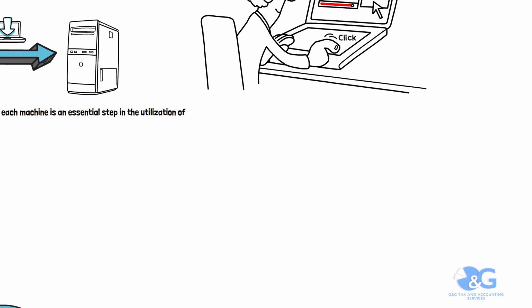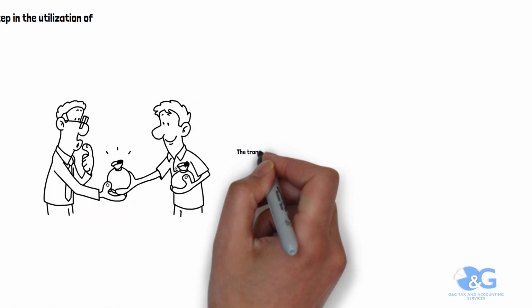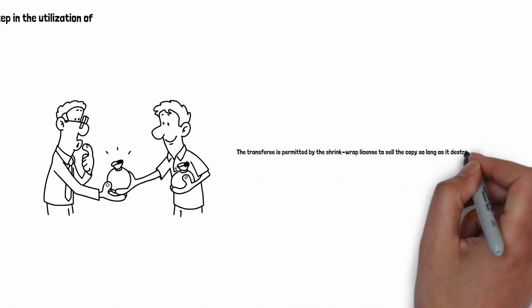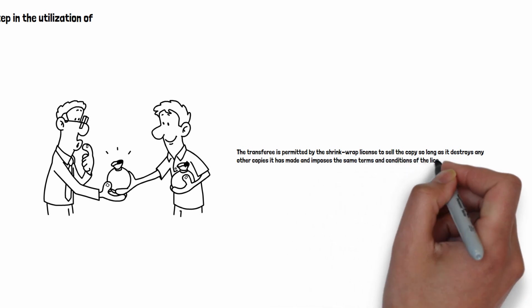Now let's continue. The transferee, which is the purchaser here, is permitted by the shrink wrap license to sell the copy as long as it destroys other copies it has made and imposes the same terms and conditions on the license for the purchase of its copy. So even though you've purchased the disk and probably installed it on your desktop and your laptop, maybe it will come to a point in time where you don't need that specific disk or program anymore. So you want to sell it. For example, you want to put it on eBay and sell that copy that you have.